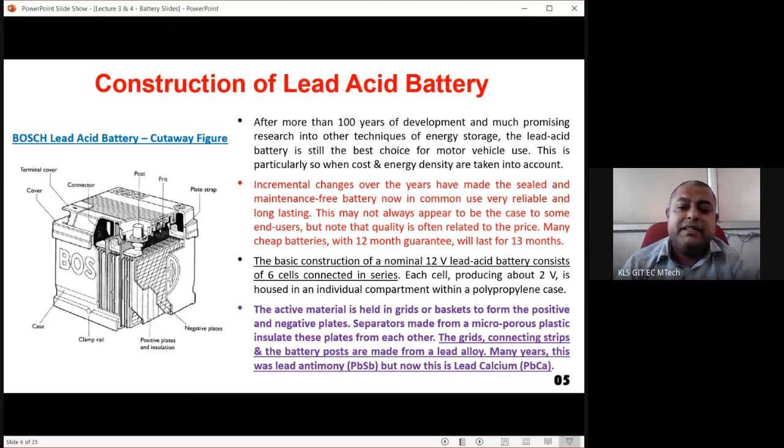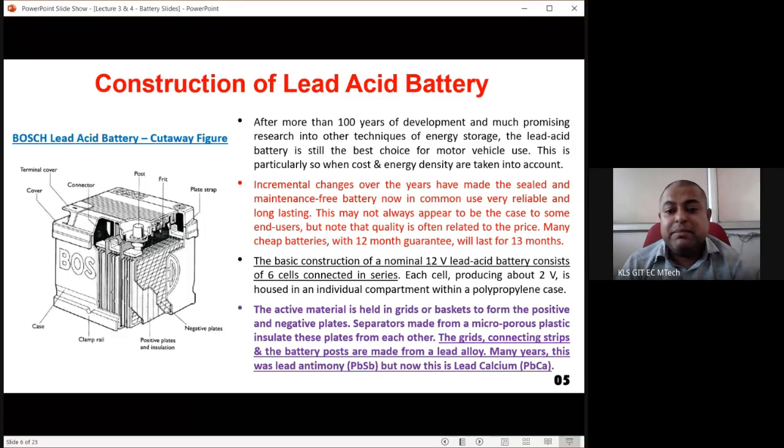So the active material is held in grids or baskets to form the positive and negative plates. You can check, I have just checked yesterday in Google. I have not put all those images here because it would have made the presentation more bulky, more complex. But you can check how the baskets or the positive and negative plates look inside a Bosch lead acid battery of present type. Present type means sealed type. How does it look?